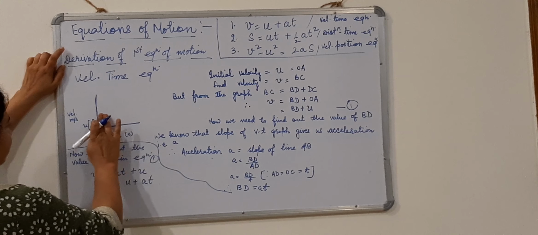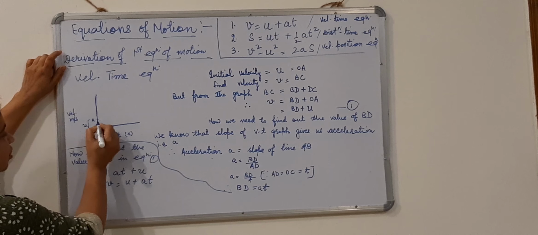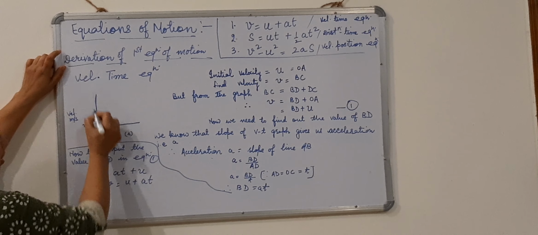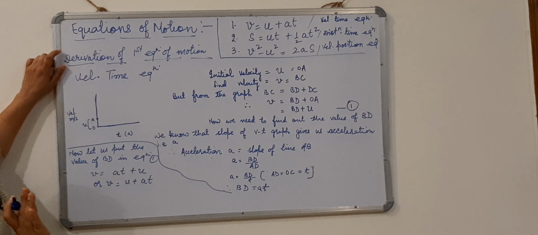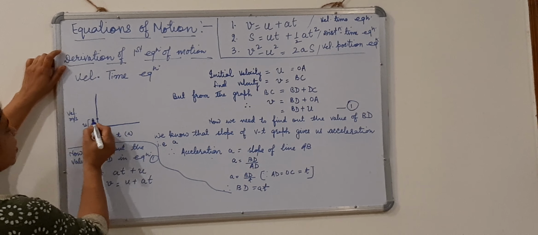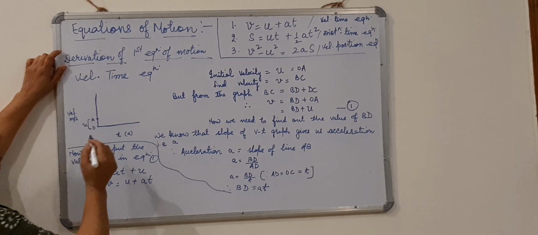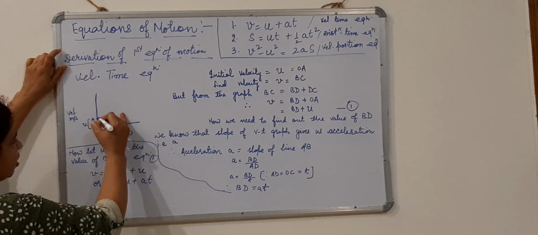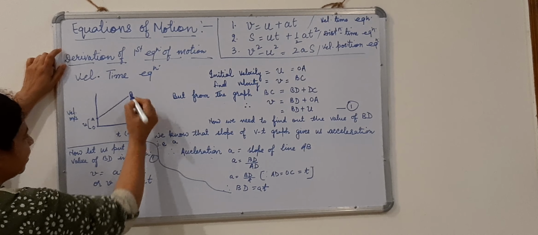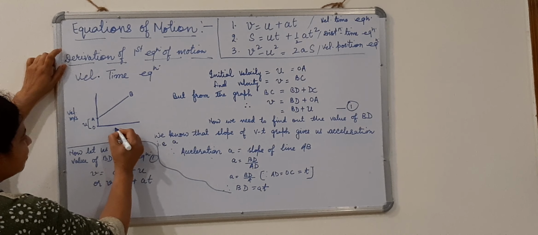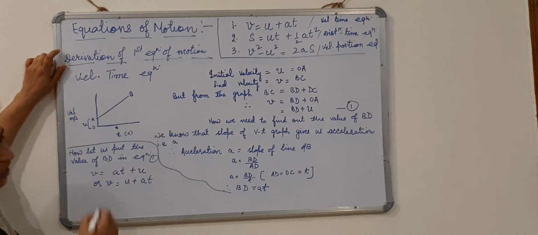Let me write this. An object, suppose, is moving with a certain initial velocity. This is velocity and this is time. Suppose the object is moving with a certain initial velocity up to point A. Then its velocity changes from A to B in time t. Suppose it has taken the time t in changing its velocity from A to B.